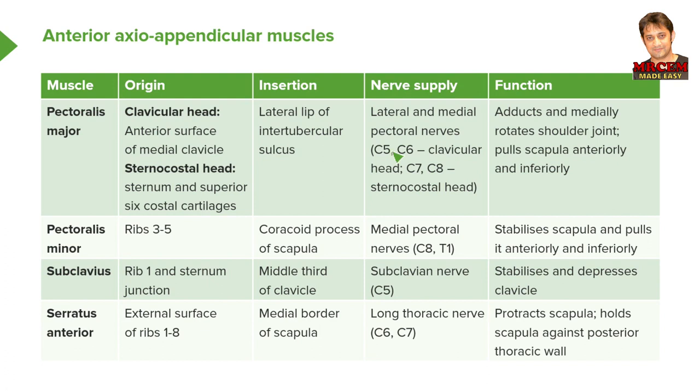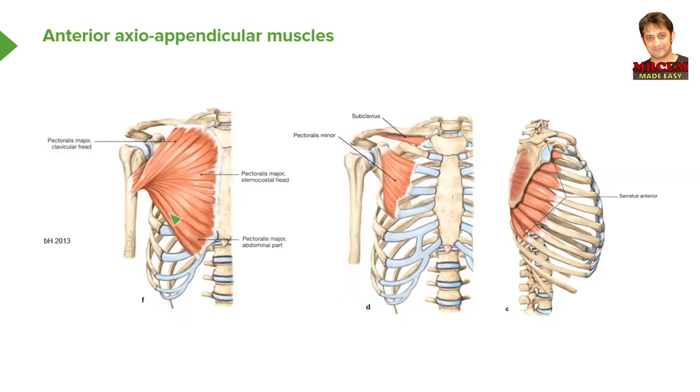Here we've got the specific root values, so the specific spinal cord segments that give rise to those nerves. The function of Pectoralis Major is it adducts and medially rotates the shoulder joint. So it adducts, it brings the arm back against the thoracic cavity, and it's also involved in medially rotating the shoulder joint. It also pulls the scapula anteriorly, so it protracts the pectoral girdle, and it pulls it inferiorly as well. So Pectoralis Major. Remember, here we can see Pectoralis Major muscle.